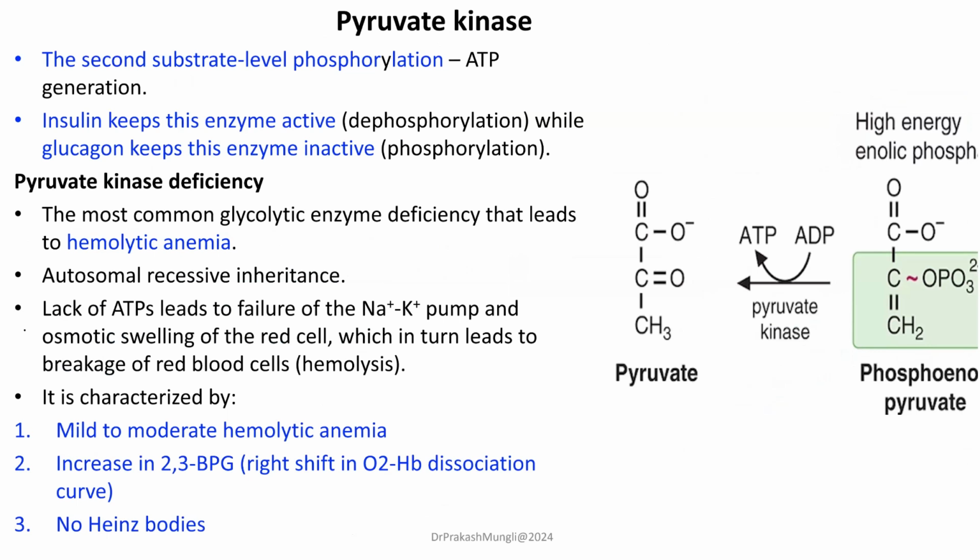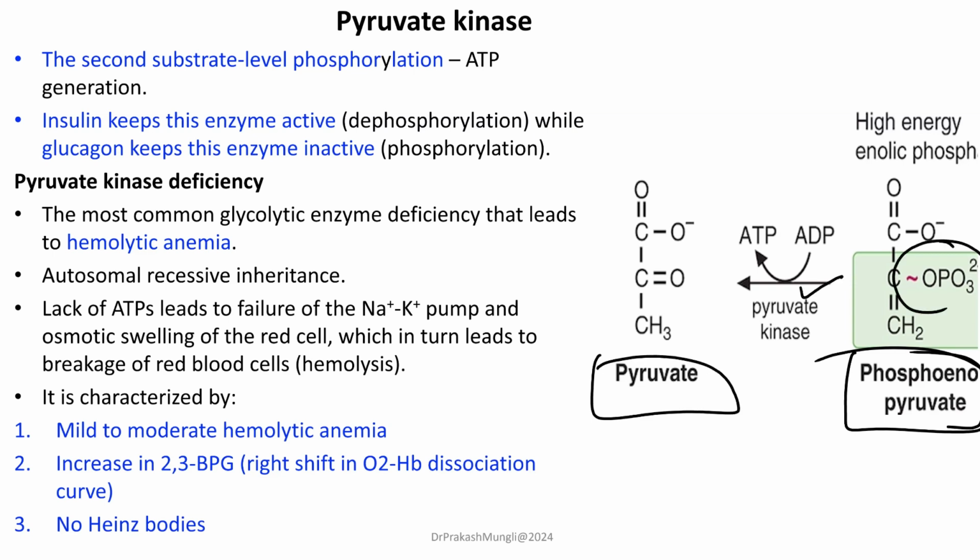The last enzyme, pyruvate kinase. What this pyruvate kinase does is convert phosphoenol pyruvate into pyruvate. Phosphoenol pyruvate is converted to pyruvate, done by pyruvate kinase, and you are breaking the phosphate attached to this second carbon here and transferring that to ADP.